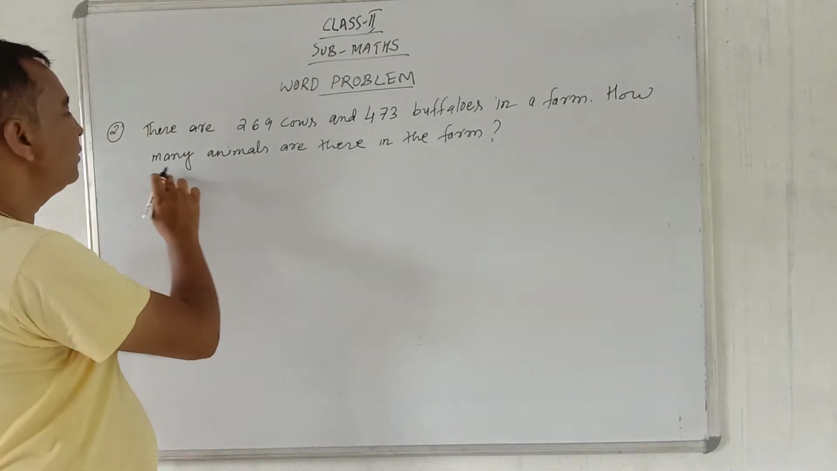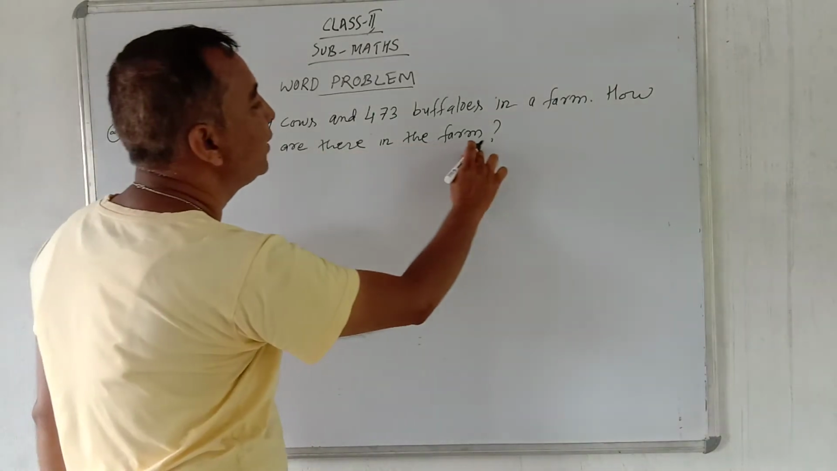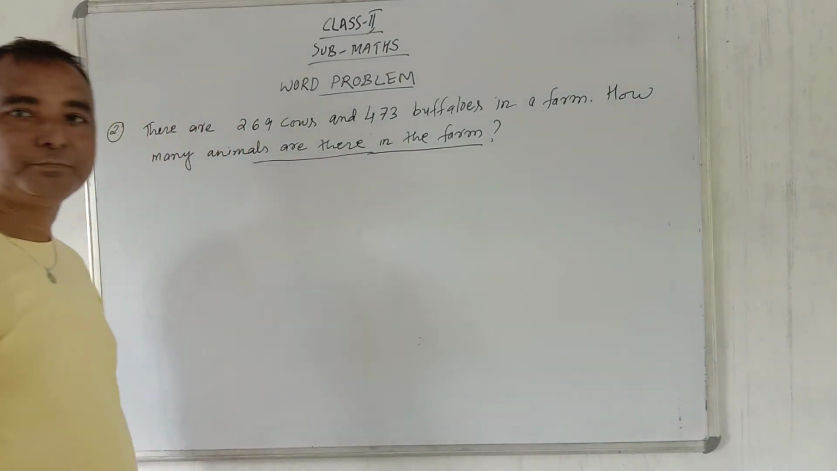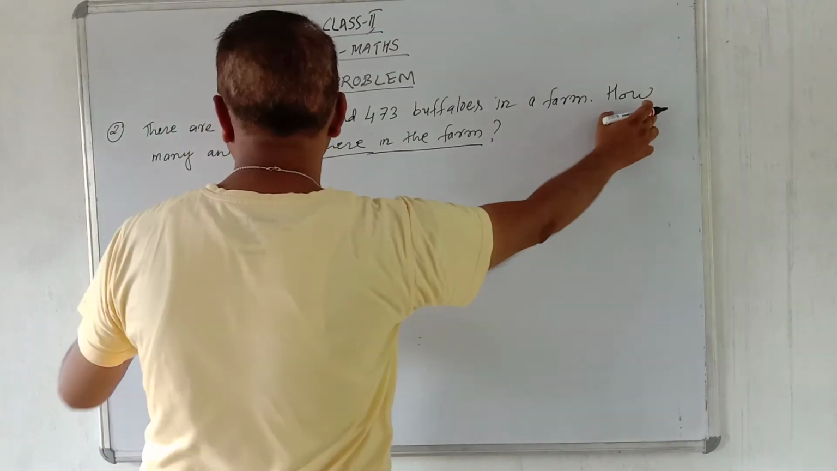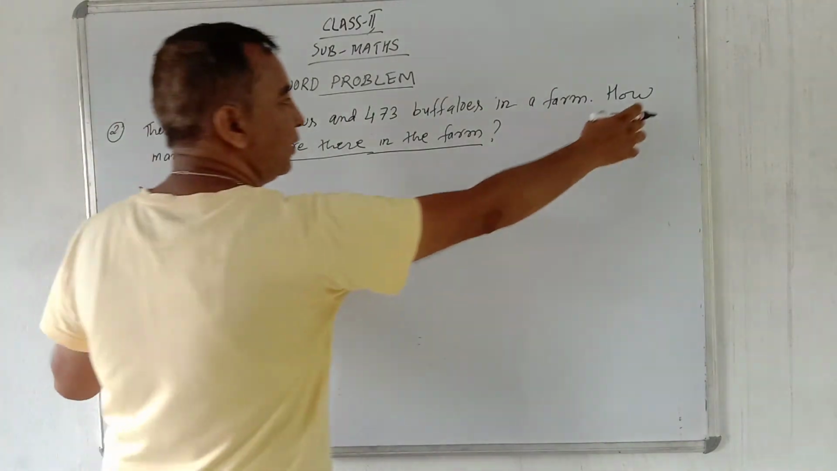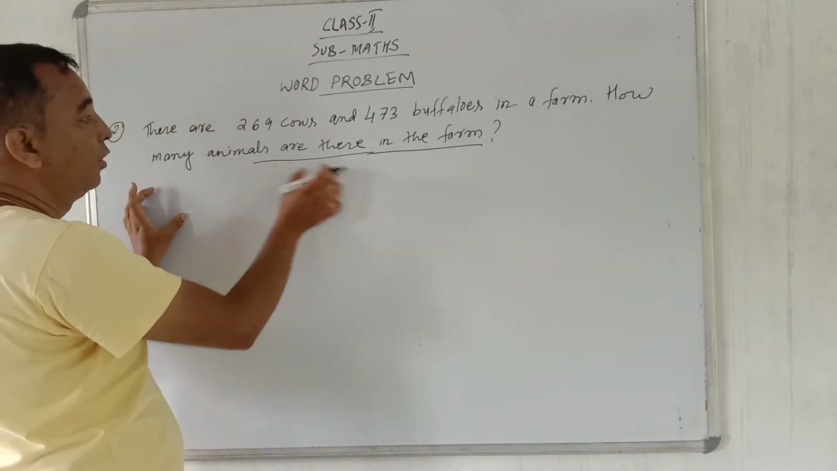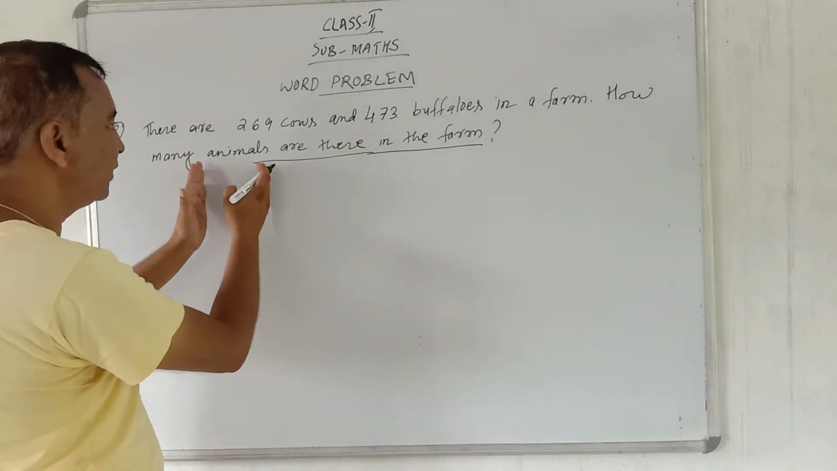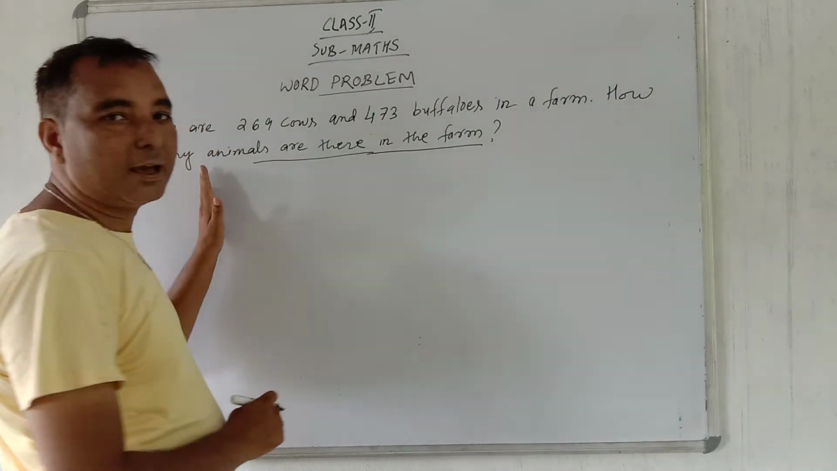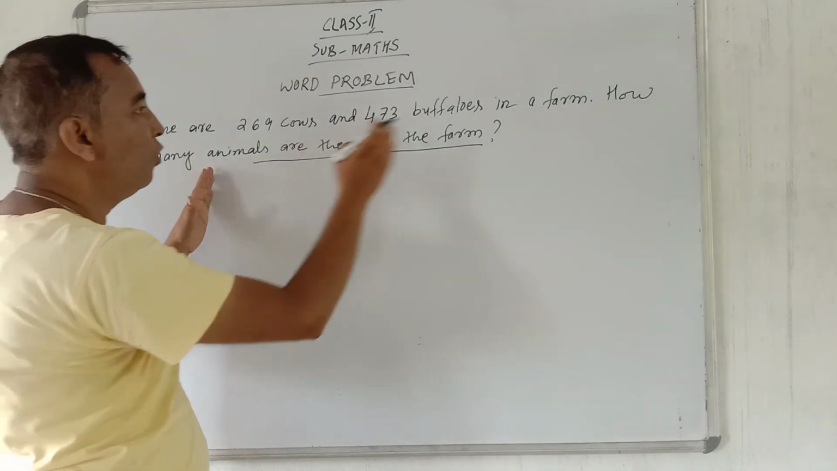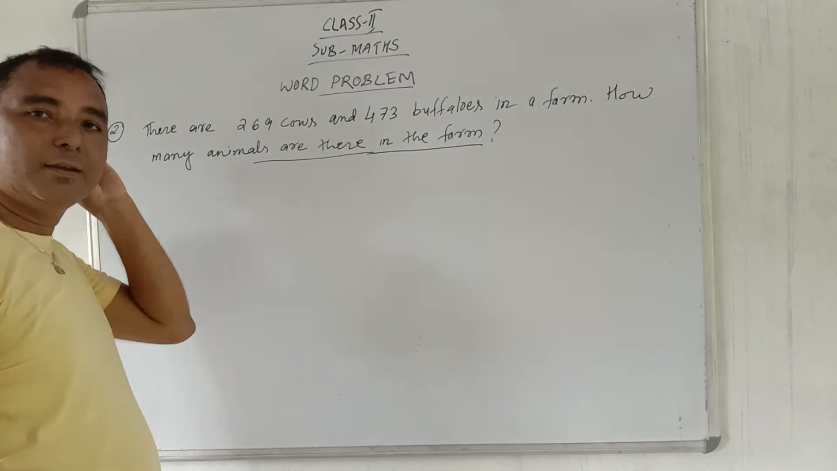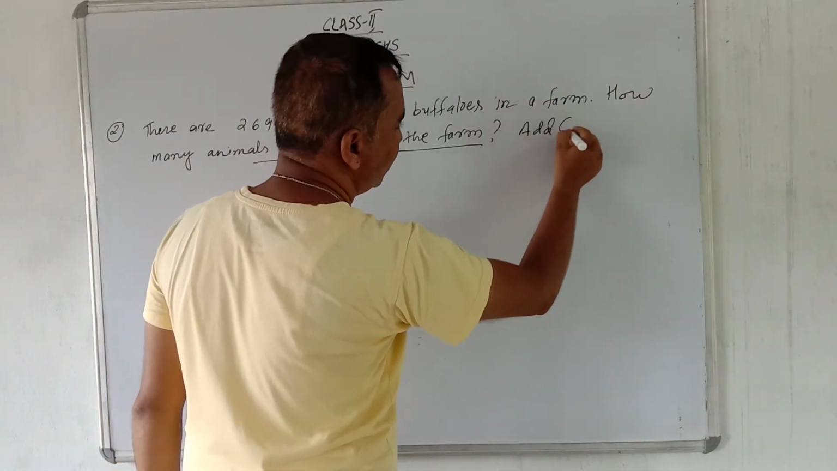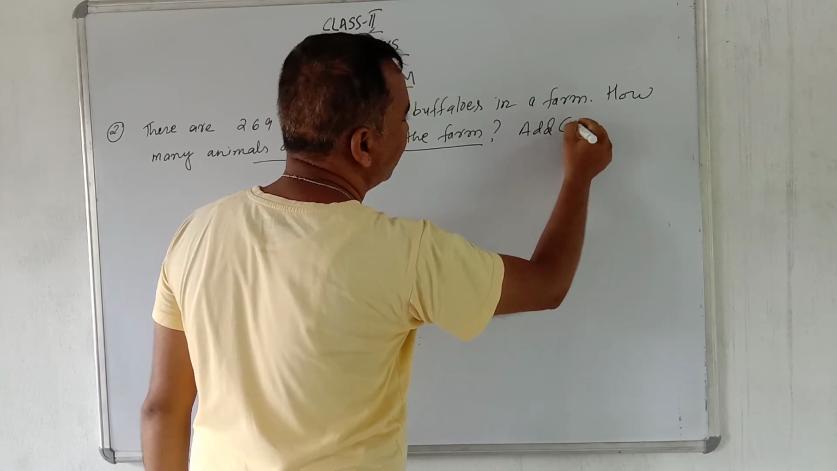So, what is the question? How many animals are there in the farm? Look at this statement very carefully. What is the question asking us? How many animals? It means cows and buffaloes, different things. Together, what do we call them? They are animals. Understood? So how many animals? It means we have to add the sum. So this one is also the same thing, addition. Understood?